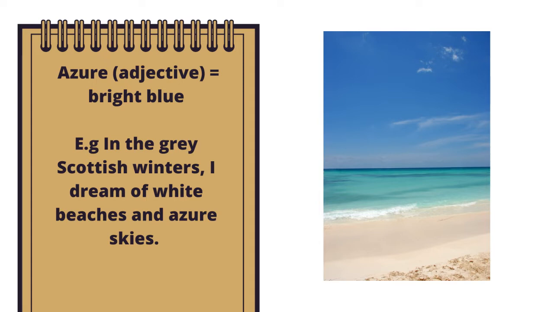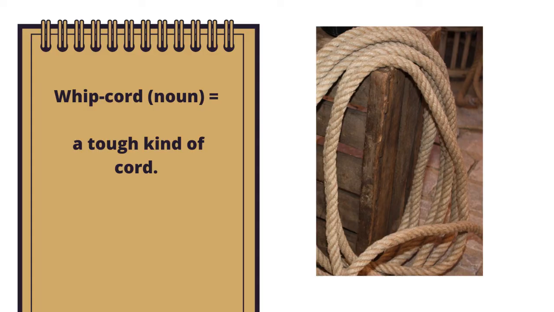Azure just means bright blue. This example is a bit of a personal one. I can really feel it. In the grey Scottish winters, I dream of white beaches and azure skies. It's a little bit cold and grey outside. Anyway, next one, whipcord. Just means a tough kind of cord. You can see it in the picture.